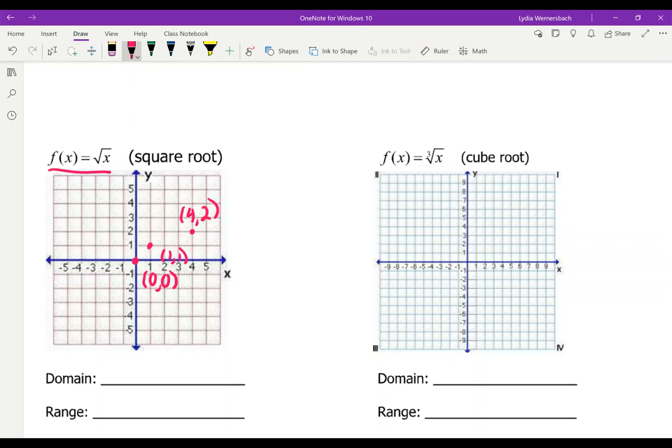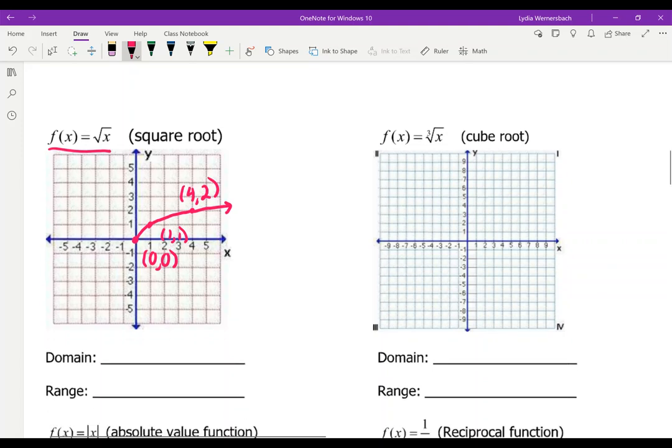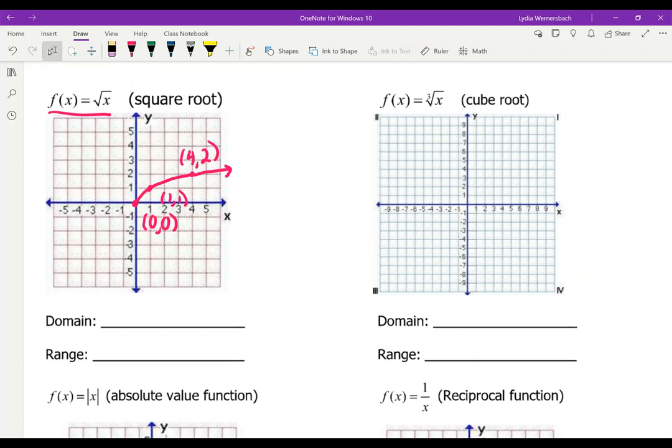So this is the graph that looks kind of like this. The domain of this, again, is restricted, right? Because we can't take the square root of a negative number. If we tried to plug in -1 here, we'd start getting into imaginary numbers, and that's a bit much. So that's why the domain is only positive. It's going to be 0 to infinity. And for a similar reason, the range is also going to be 0 to infinity.